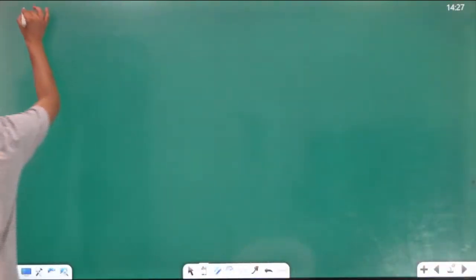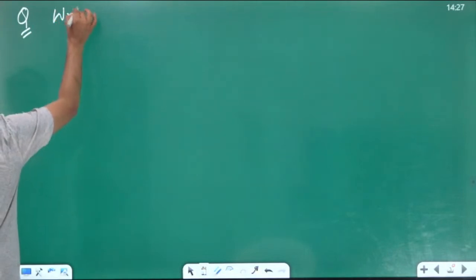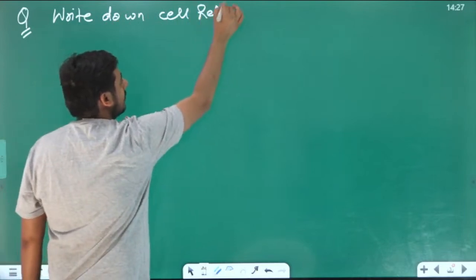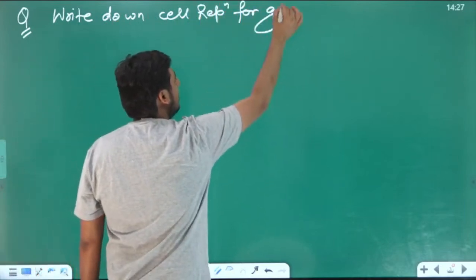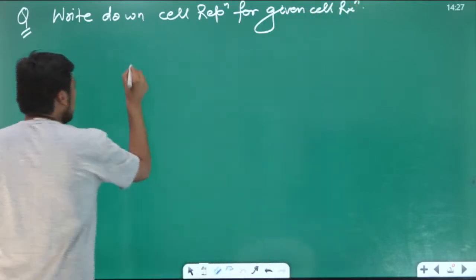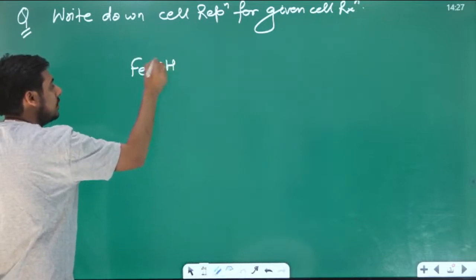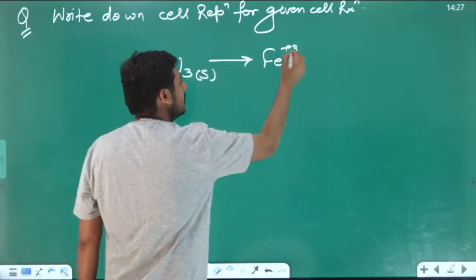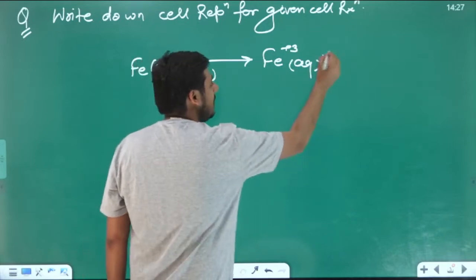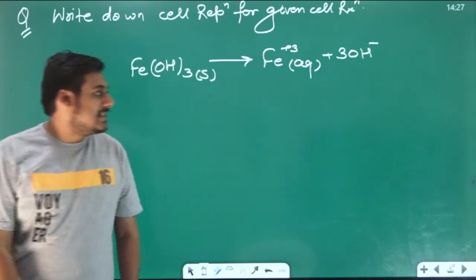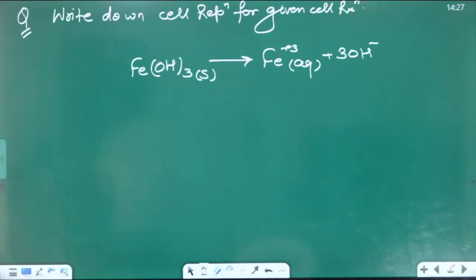I will give you now another question. Have a look at this question also. Write down the cell representation for the given cell reaction. The cell reaction given to me is Fe(OH)3 solid forming Fe3+ ion, which is stable in aqueous state, plus 3OH-. If this is my cell reaction, write down the cell representation. Do try it, then I will tell you the solution.